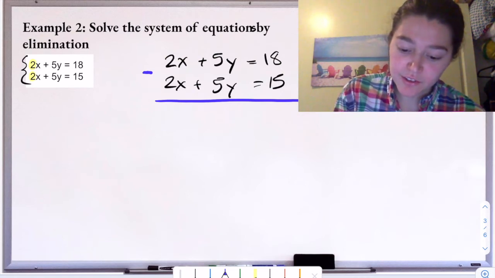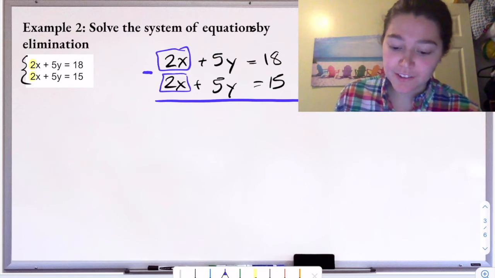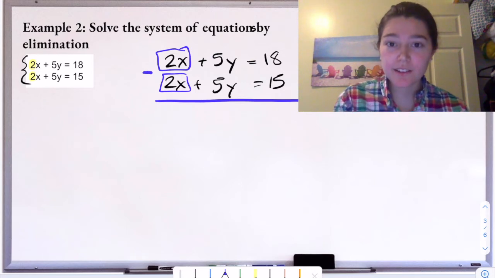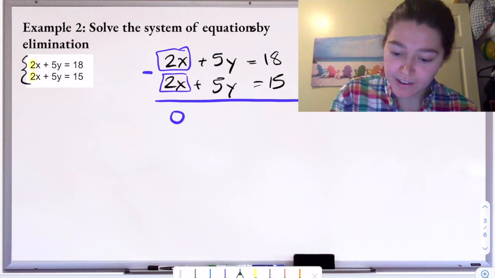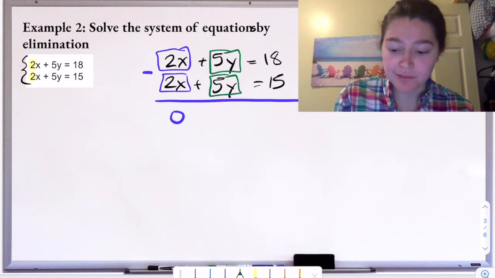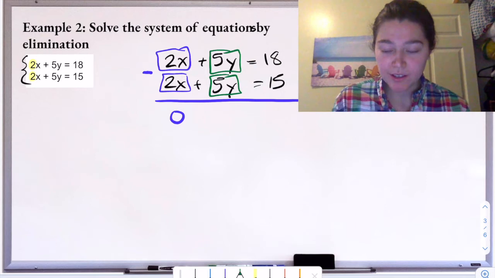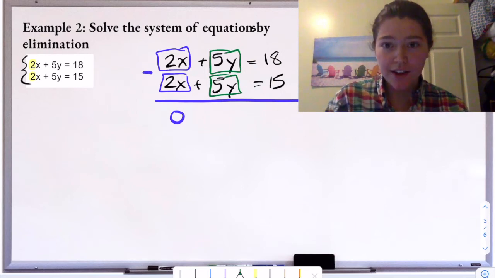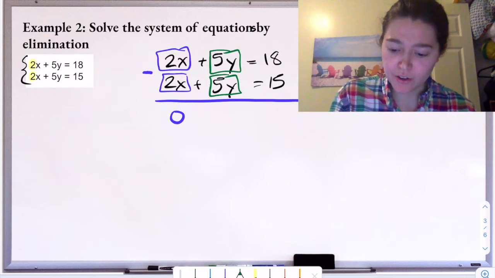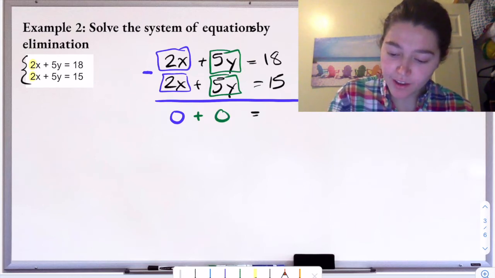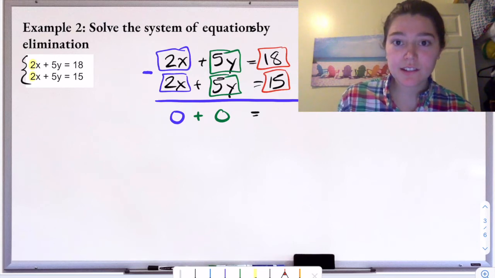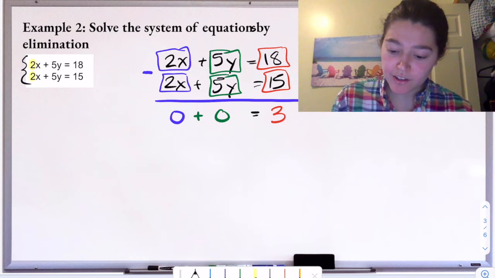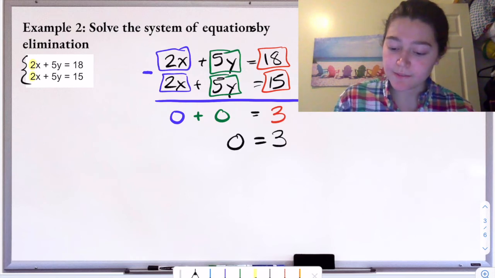So first I have 2x minus 2x. What's 2x minus 2x? 0, or 0x. Okay, then I have 5y minus 5y. We're subtracting there as well. What's 5y minus 5y? Also 0. Okay, and then finally I have 18 minus 15. What's 18 minus 15? 3. Okay, so then I get 0 equals 3.